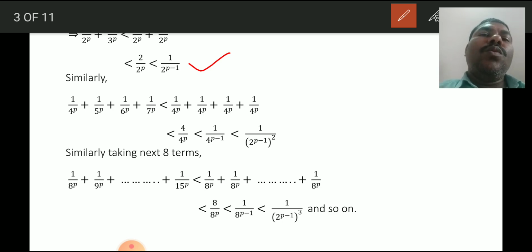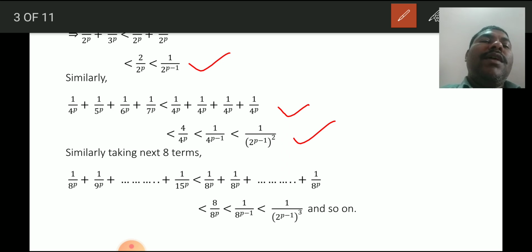Similarly, consider 1 by 4 raised to p plus up to 1 by 7 raised to p. So this is less than 1 by 4 raised to p plus 1 by 4 raised to p plus 1 by 4 raised to p plus 1 by 4 raised to p. This is 4 times, so 4 by 4 raised to p, which can be written as less than 1 by 4 raised to p minus 1. That can also be written as less than 1 by 2 raised to p minus 1 whole square.